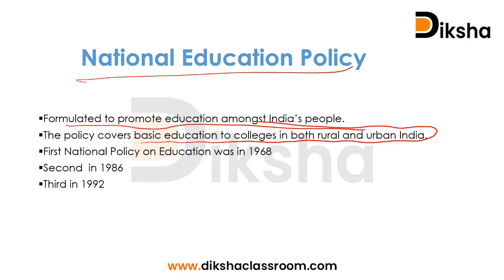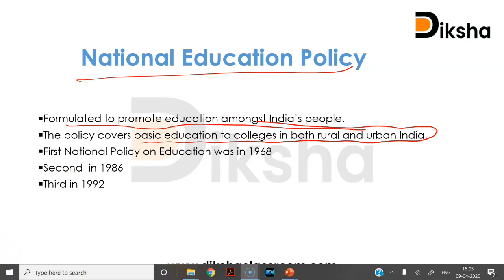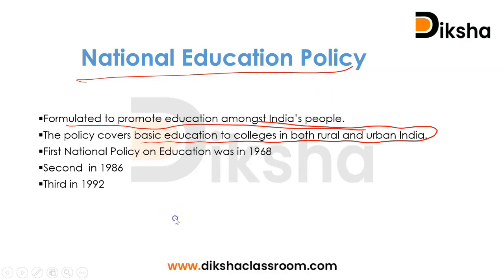And as of now, we have mainly 3 national education policies. The first one was the National Policy on Education in the year 1968, then 1986, and 1992. Remember, even though as of now we have 3, there may be a chance of having a 4.